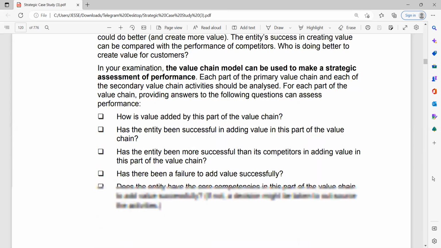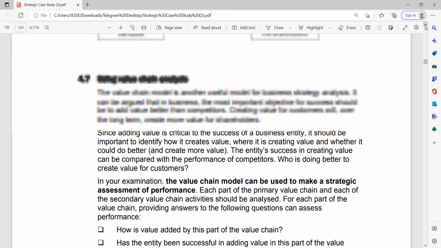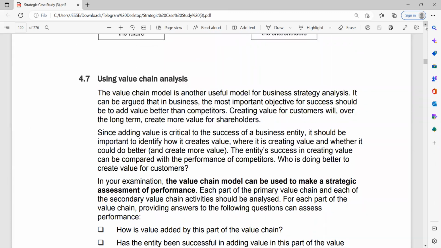Now let's look at how we can use the value chain analysis. The value chain model is another useful model for business strategy analysis. Very, very important. In your examination, the value chain model can be used to make a strategic assessment of performance. What that means is that you can look at each of the activities in the value chain and analyze how well it's performing.